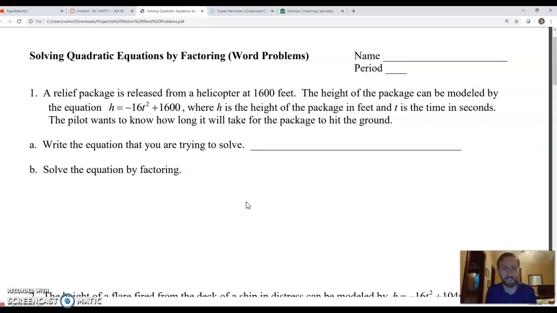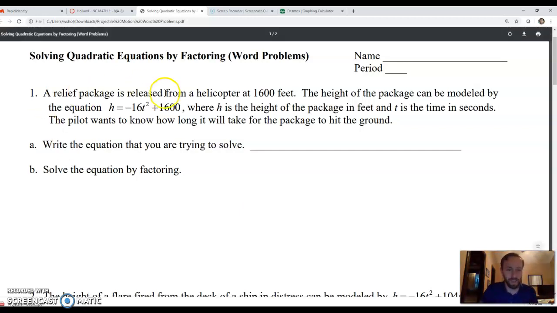So if we're finding the zeros, we're trying to find what t values are going to create a scenario where the output is equal to 0. So for A, we would simply write that we're trying to find negative 16t squared plus 1600 is equal to 0. And then it asks us to solve this by factoring.